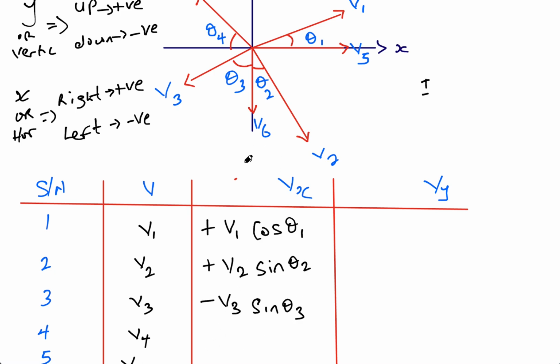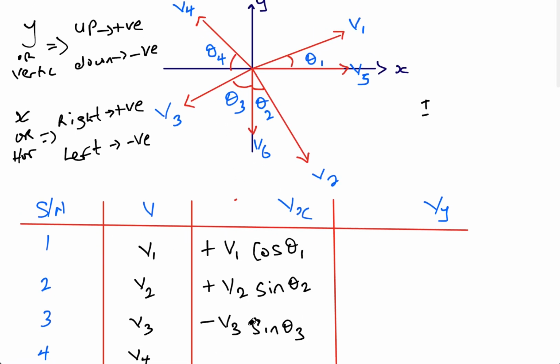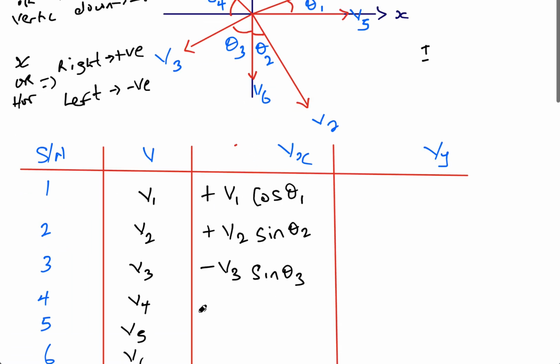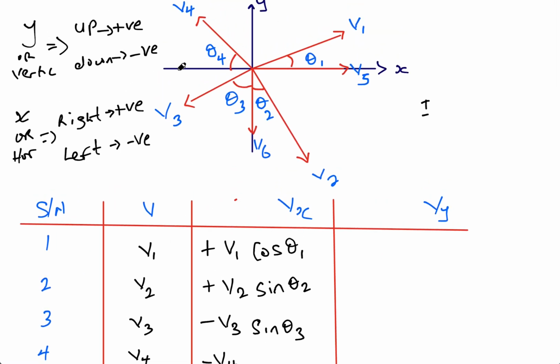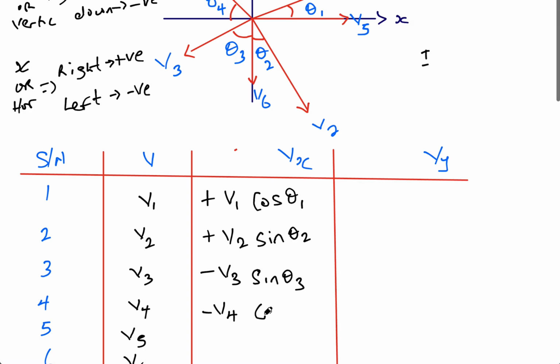Now let's go to V4 quickly. V4 is also on the left hand side. So since V4 is on the left hand side, that will be negative V4. Now let's look at that. Angle theta 4 is made with the x-axis, as you can see here. Then I'm also currently on the x-axis. Therefore, I'm going to be using cosine of that theta 4.